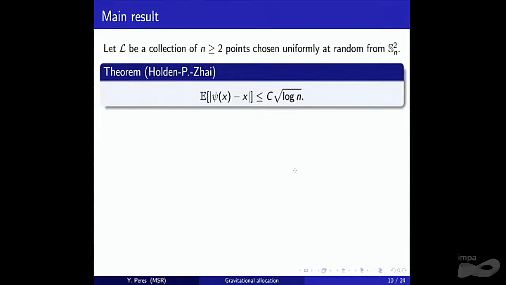So again, I'll say something about the history later, but here is the real theorem we prove: that the expected distance traveled from any point x, until the star it flows into, is of order root log n.